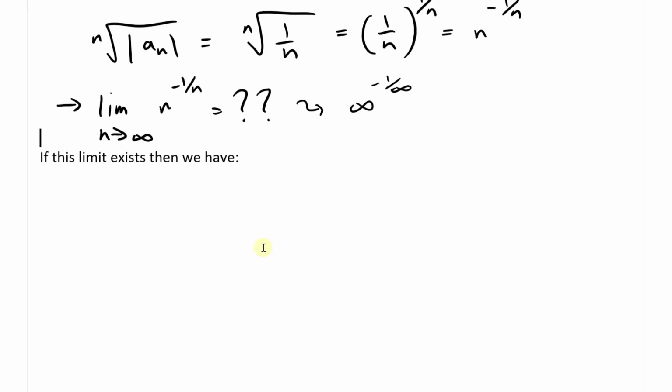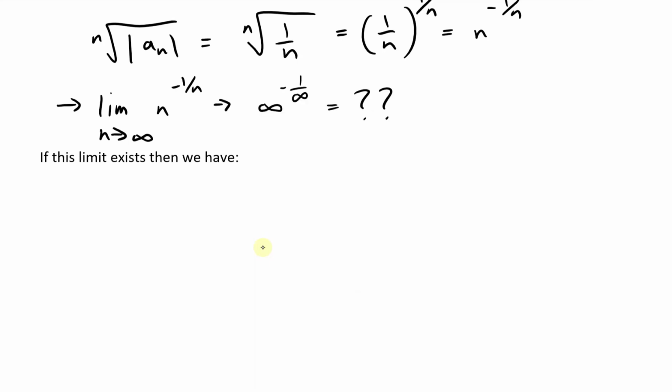So the way to do this one here, basically, move this all over there. So if this limit exists, then we have, just quickly rearrange this. This looks better this way. So infinity to the power of negative 1 over infinity equals question mark. So if this limit exists, then what we end up having is the limit as n approaches infinity of n to the power of negative 1 over n equals a. Let's say the limit exists, it equals a.